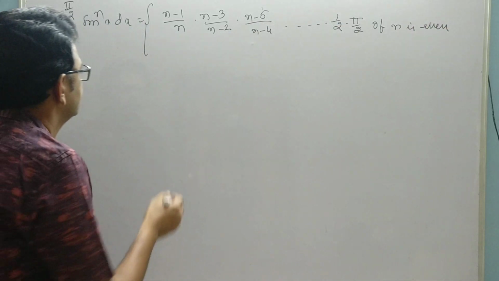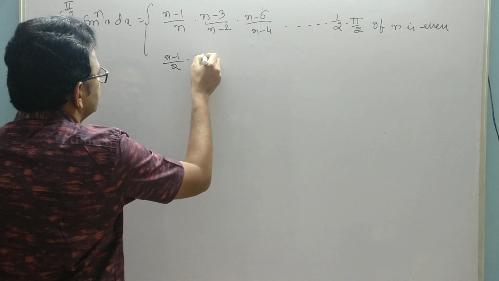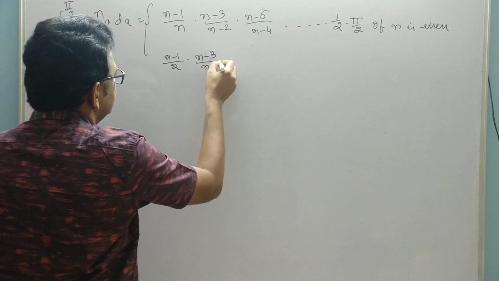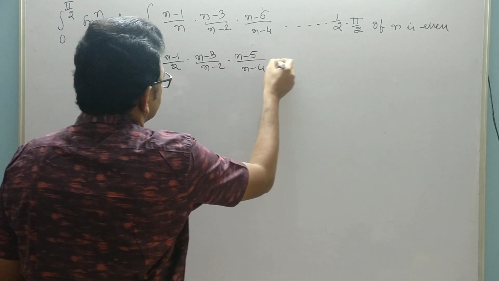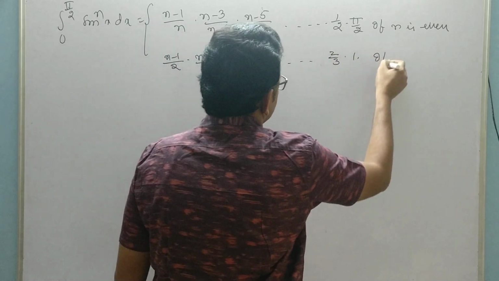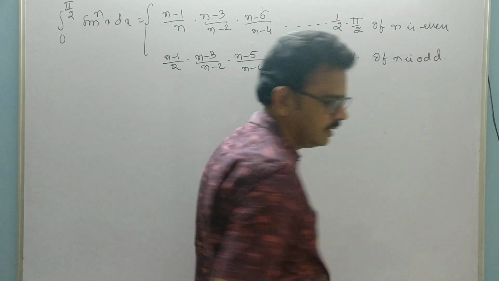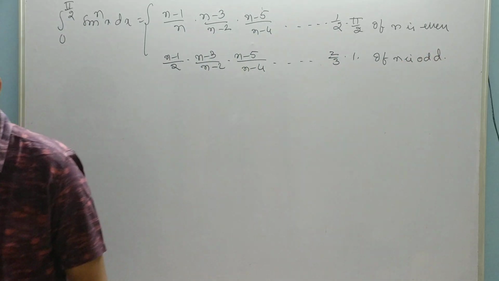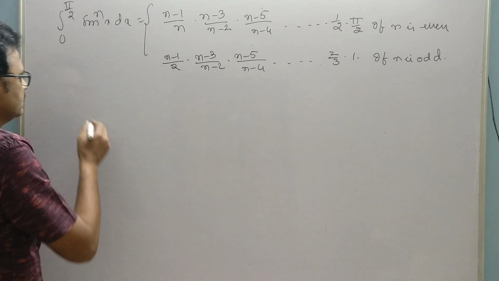And it is (n minus 1) by n, (n minus 3) by (n minus 2), (n minus 5) by (n minus 4) and so on, 2 by 3 into 1, if n is odd. We have these two expansions, for n even and n odd.